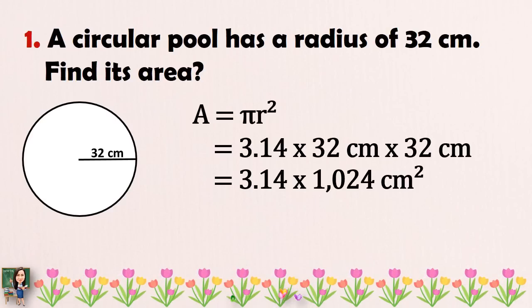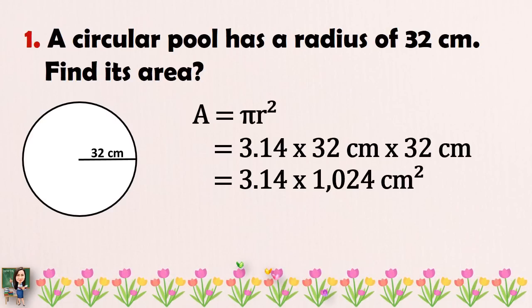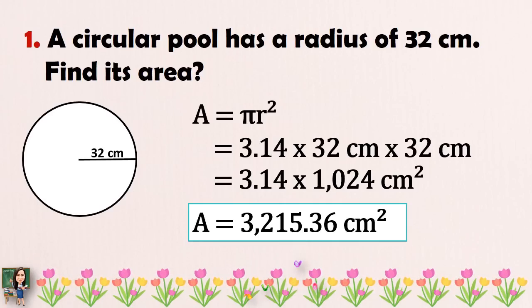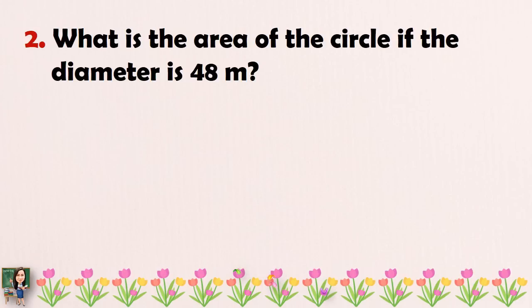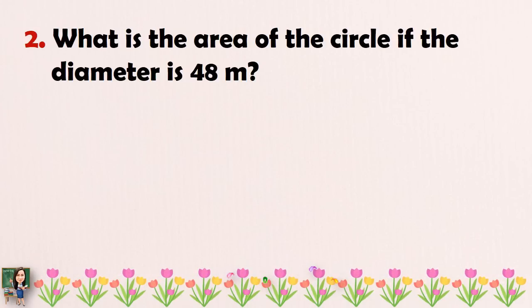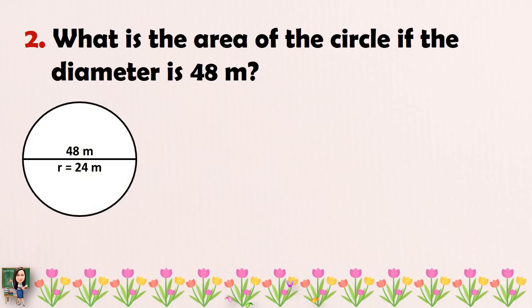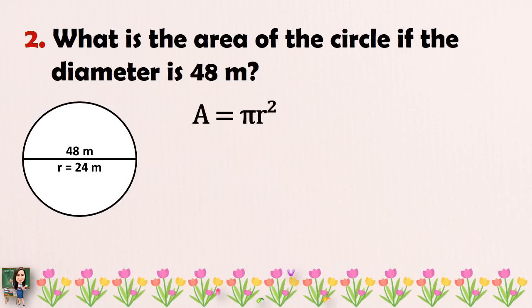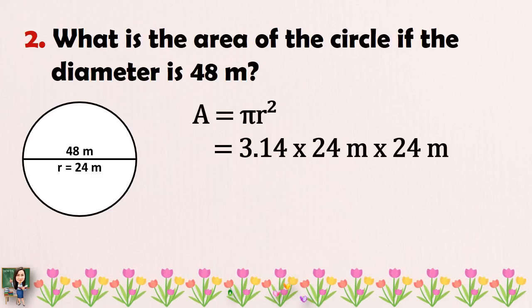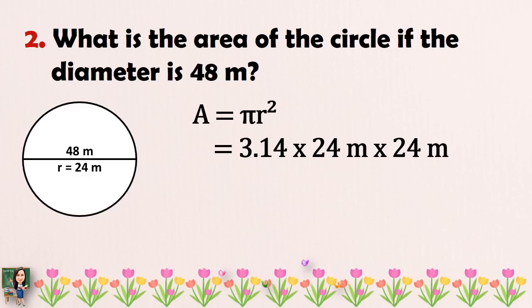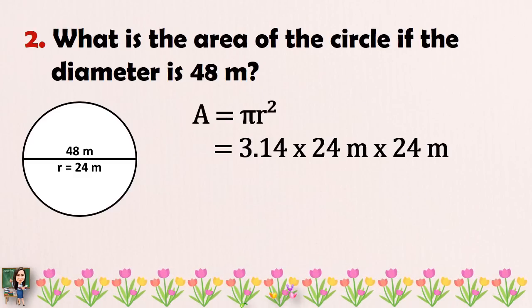Now multiply 3.14 times 1,024 equals 3,215.36 square centimeters. Number 2. What is the area of the circle if the diameter is 48 meters? 48 meters is the diameter, then the radius is 24 meters. Area equals pi r square, or 3.14 times the radius, which is 24 meters times 24 meters. 24 times 24 equals 576 square meters.